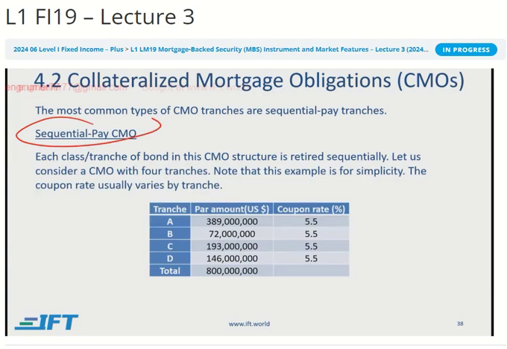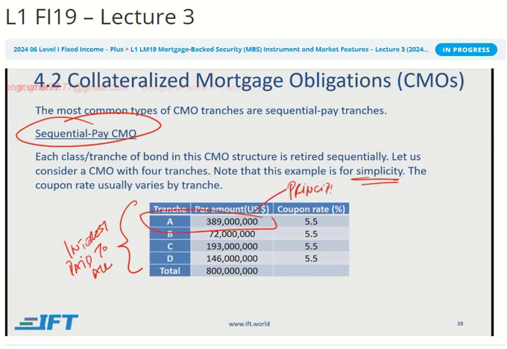Now we're going to look at sequential pay. What's happening in sequential pay is that everybody is going to get their interest based on their outstanding principal, interest paid to all, and that's based on your outstanding amount. Usually even the coupon rate is different. We've just kept it the same in this example for the purpose of simplicity. Usually it is different, but the key concept that you need to pick up is that the principal is paid sequentially. So first A will be paid off, then B, then C, then D.